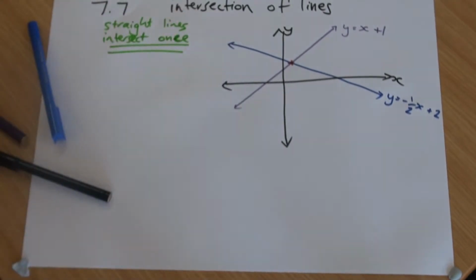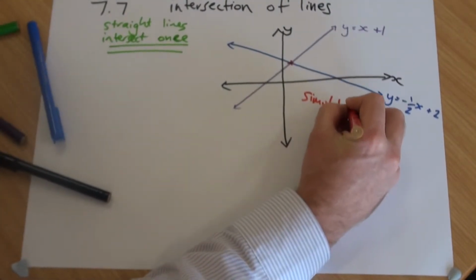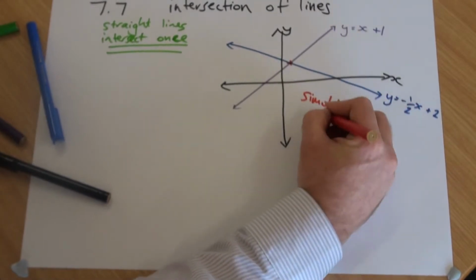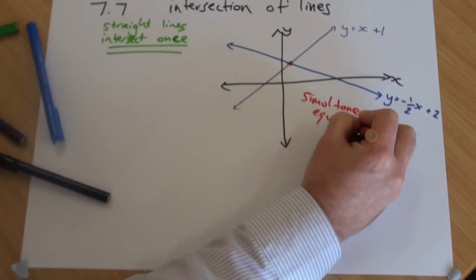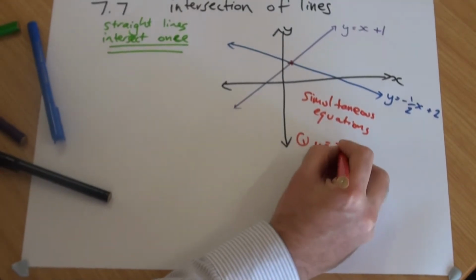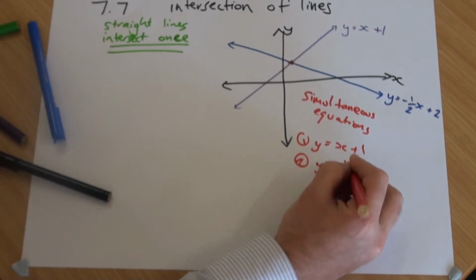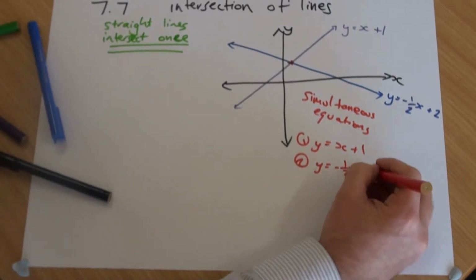Alright, now we're going to find out where they intersect. The way that we find out where they intersect is by simultaneous equations. Okay, now let's go make these into two simultaneous equations. So the first one is y equals x plus 1. The second one is y equals negative a half x plus 2.